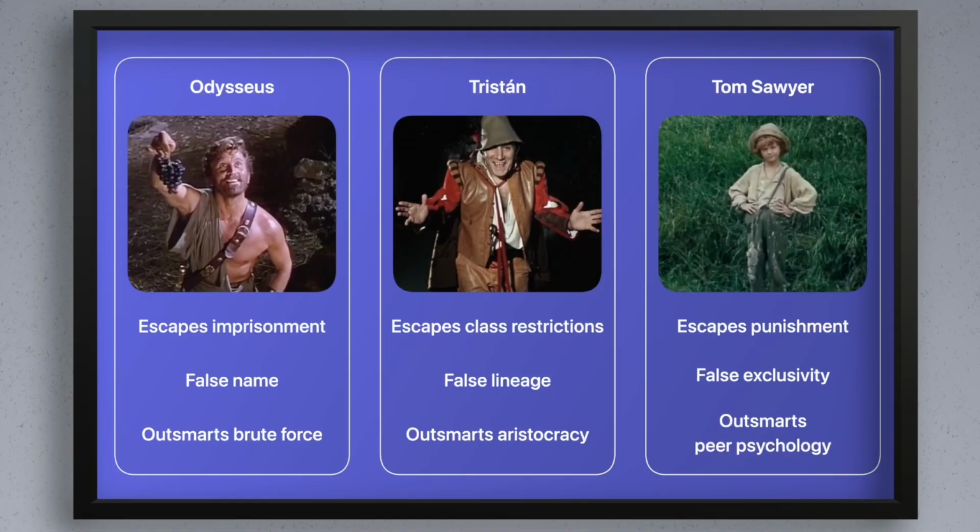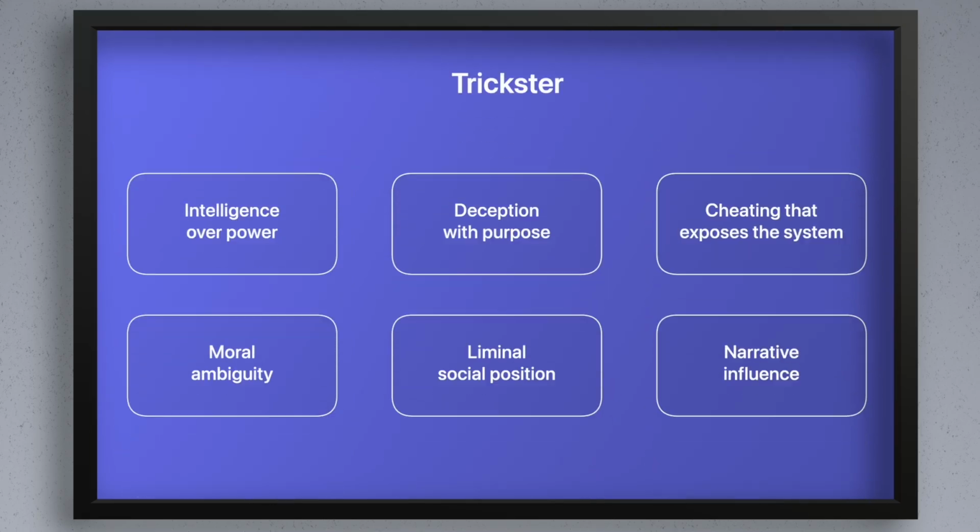When we compare these three characters, we see that despite their vastly different settings, they follow the same archetypal pattern. Each encounters a challenge that cannot be overcome directly. Instead of relying on force or authority, they turn to deception and achieve their goals through unconventional and sometimes morally questionable means. Each clearly demonstrates the defining qualities of the trickster archetype. Across epic poetry, early modern drama, and the 19th century novel, the trickster persists, adapting to new systems, but always revealing how those systems work.